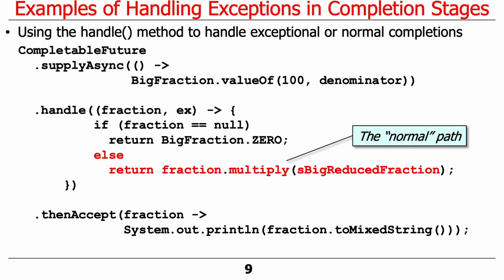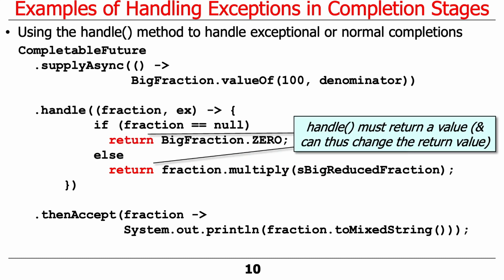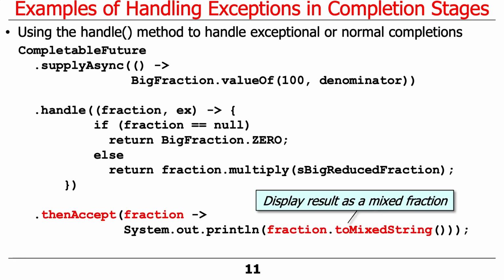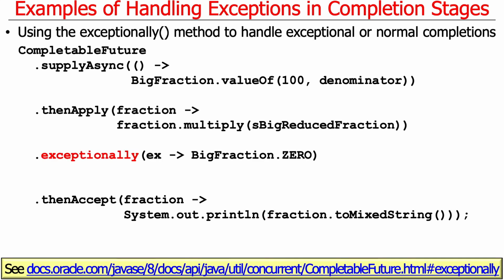If there is no exception, it'll multiply the big fraction by some constant. The thing to note here is that handle will always return a value, and therefore can change the return value. It also swallows the exception. In this case, we're just going to print the result as a mixed fraction. And of course, if it changed it to a 0, we're going to get a 0 printed out. Whether that's what you want or not is a whole other story, but that's how it works.